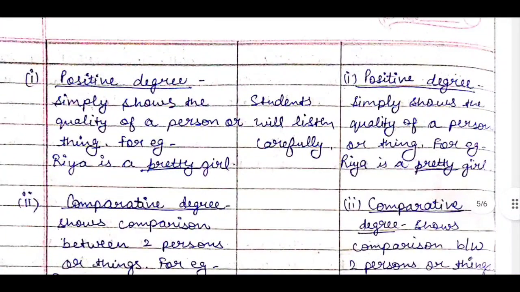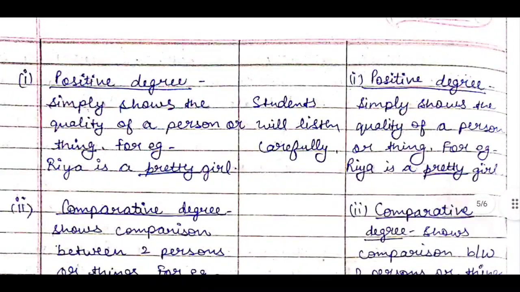So first one is positive degree. What is positive degree? Positive degree simply shows the quality of a person or thing. No comparison with anyone. For example, Ria is a pretty girl. It's just a statement, just showing the quality of Ria, that she is a pretty girl. Students will listen carefully, and we write the same on the board.